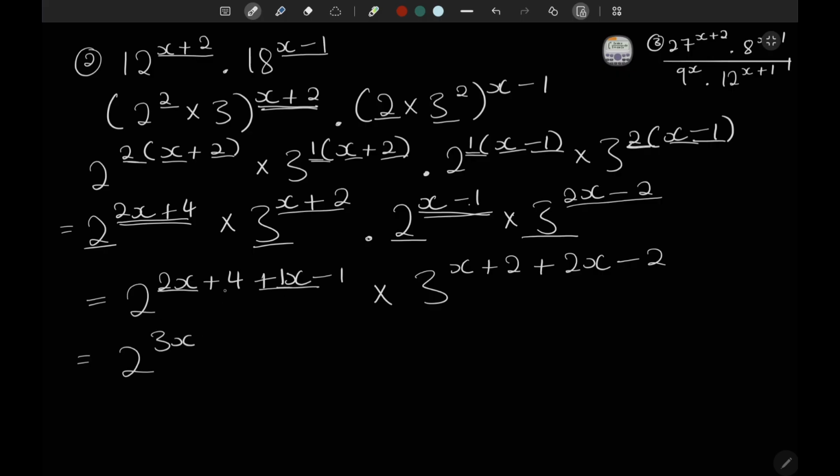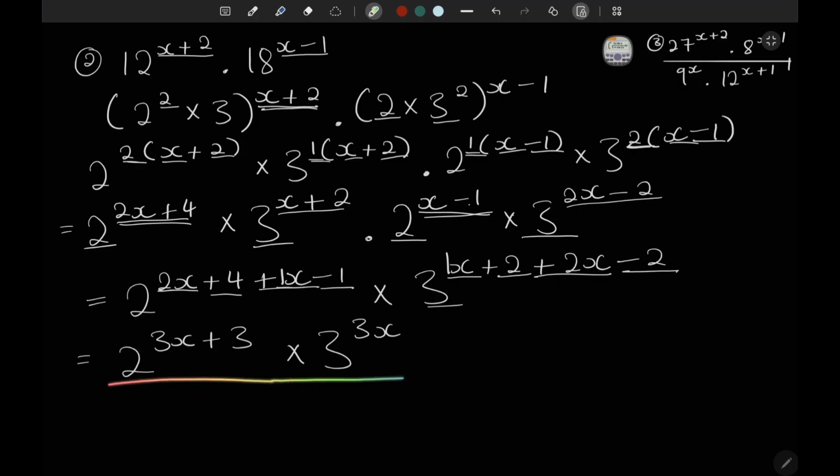We have to write down a variable, plus 4 minus 1, which is positive 3. Times, let's move to 3. You write down our base, let's look for like terms in the exponents. You have x plus 2x, which is basically 1x plus 2x. 1 plus 2 is 3. You have to write down a variable, then 2 minus 2, which is 0. So your final answer is 2 to the power 3x plus 3 times 3 to the power 3x.